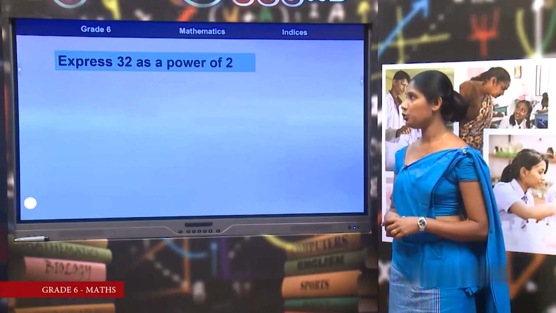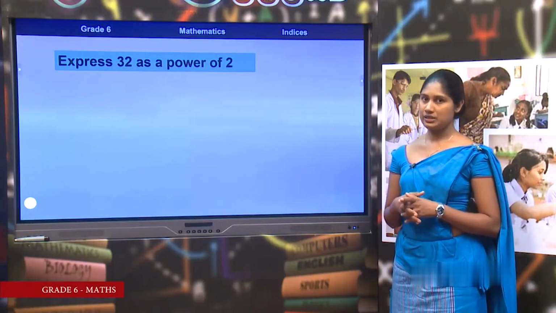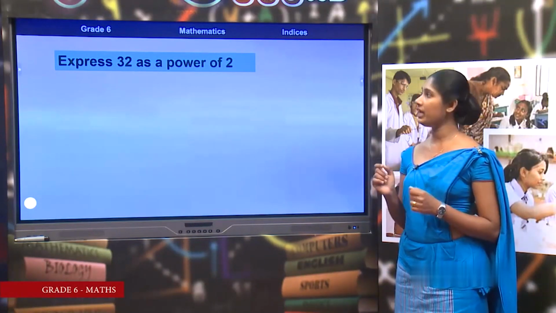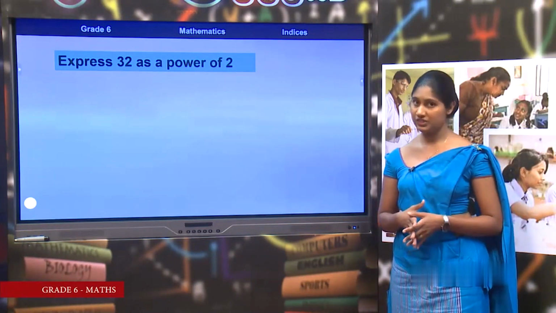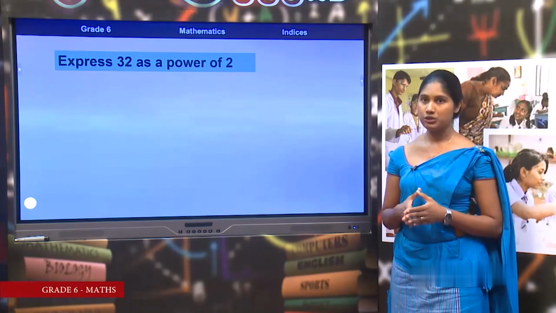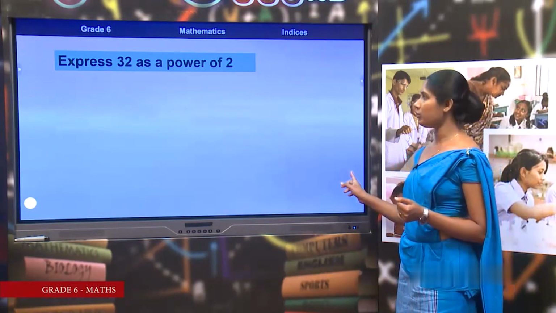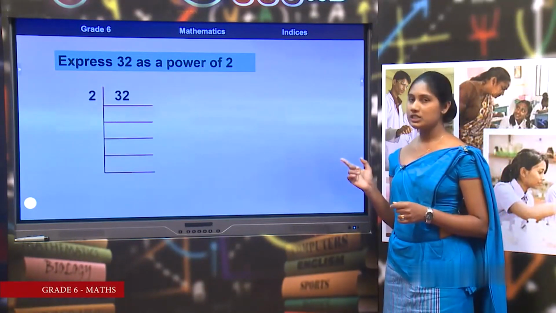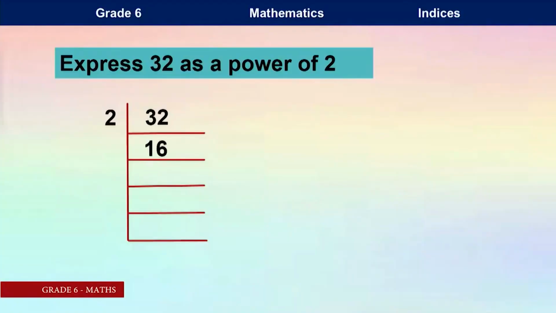Express 32 as a power of 2. Here, what is the base? Base is 2 because they have given the power of 2. Then, what is the method we have to use? We have to use the division method. I have to divide 32 by 2, isn't it? Then, I am going to divide 32 by 2. 32 divided by 2, what is the answer? After dividing that, the answer is 16.